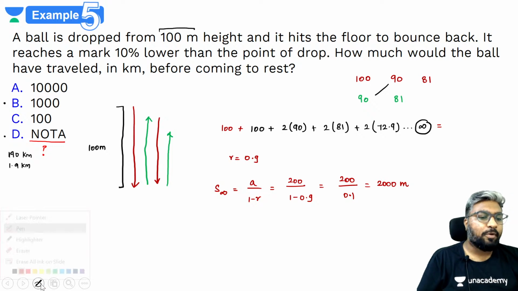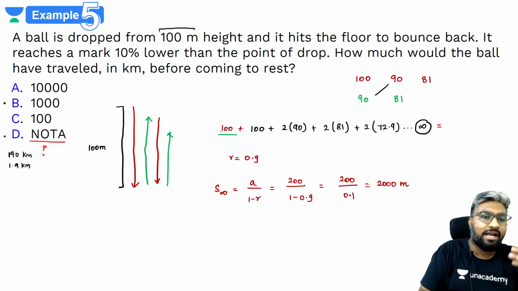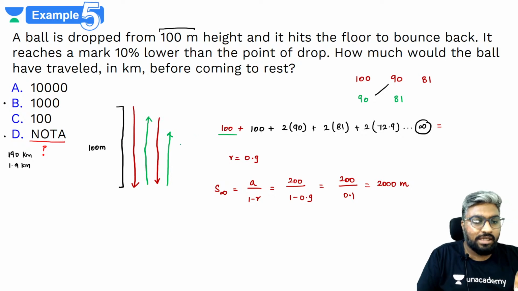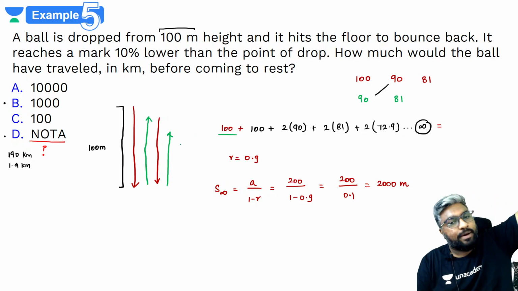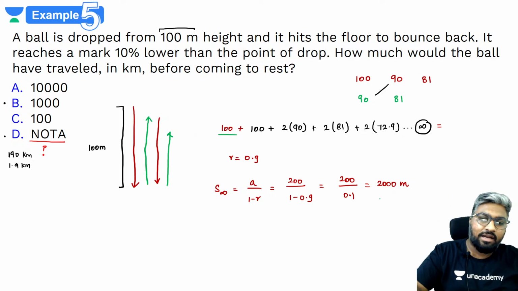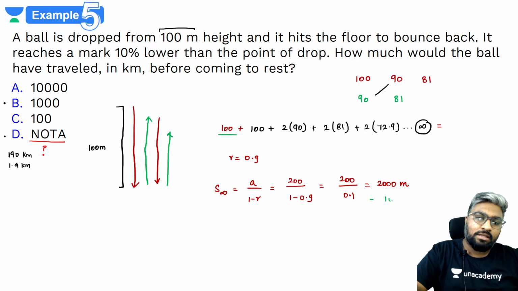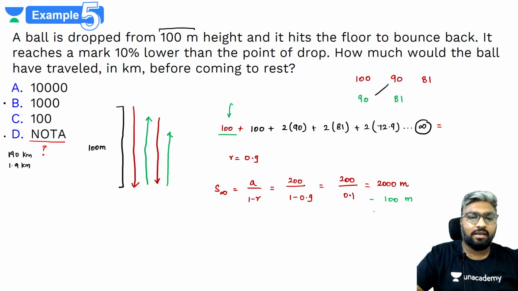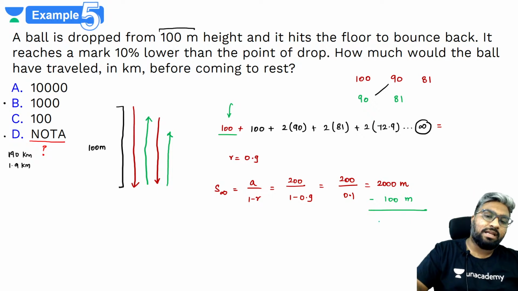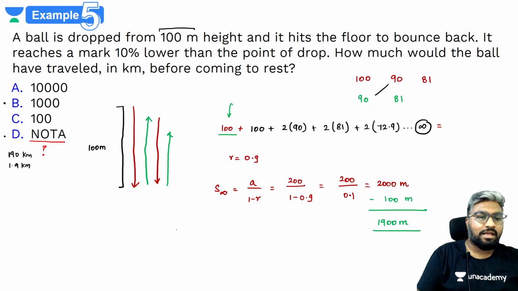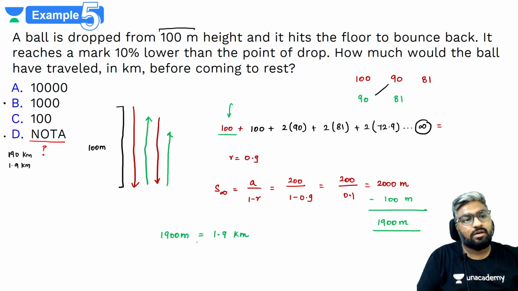But there's a slight problem here. अपन ने क्या किया? We added this extra 100. वो extra 100 नहीं travel कर रहा है ना, नीचे से ऊपर 100 नहीं कर रहा है, ऊपर वो already था. तो ये extra 100 को अपन निकाल देंगे. जो अपन ने extra 100 यहां पे add किया था, we are removing that. Yes. So what will happen? 2000 minus 100 is 1900 meters. 1900 meters कितना होता है? 1.9 kilometers.